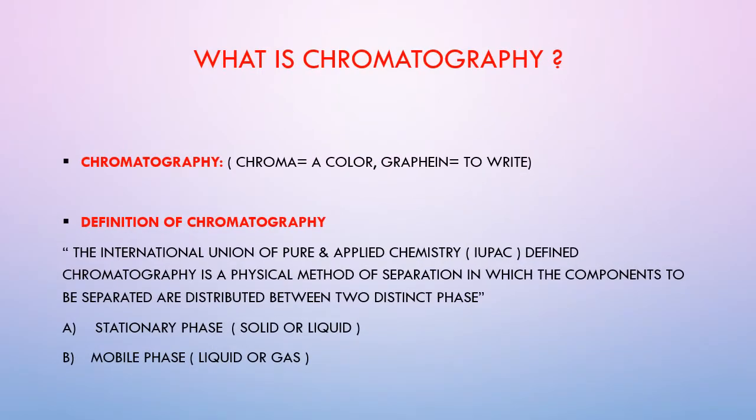What is chromatography? Here is an overview. Chroma means color and graphein means to write. The International Union of Pure and Applied Chemistry defined chromatography as a physical method of separation in which the components to be separated are distributed between two distinct phases: the stationary phase and the mobile phase.